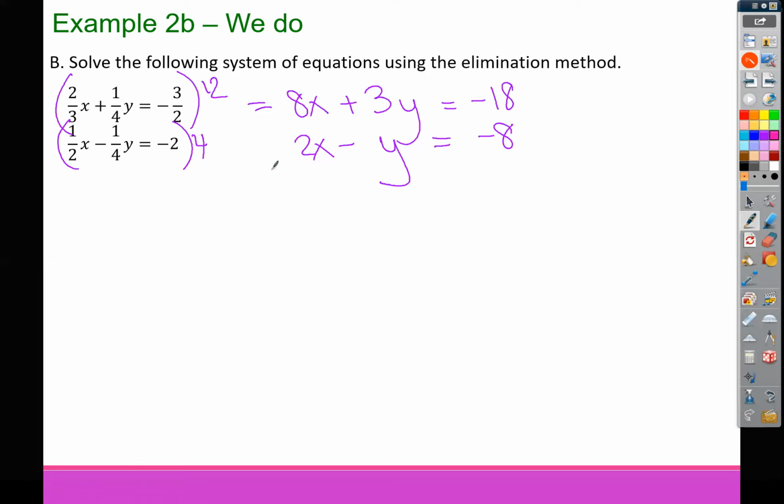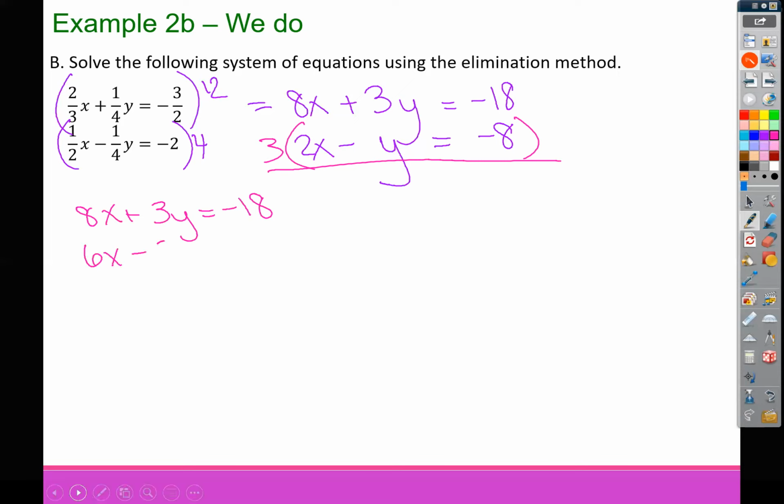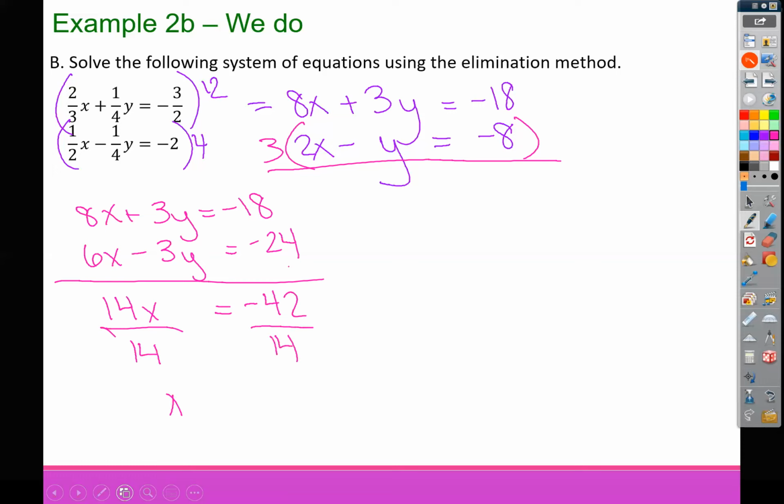Okay, so we still have to eliminate though. So I think it would be easy to multiply the second equation by 3 so I could eliminate this y. So I'm going to just rewrite the first equation again. So I've got 8x plus 3y equals negative 18. And now I'm going to distribute that 3 into the second equation. So I get 6x minus 3y equals negative 24. When I add those together, I'm going to get 14x equals negative 42. And if I divide both sides by 14, I get x equals negative 3.